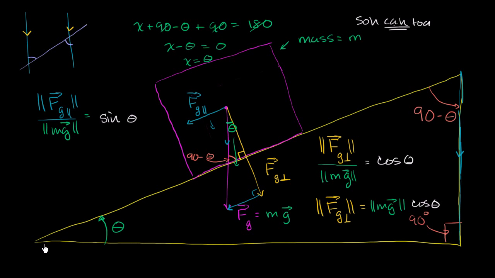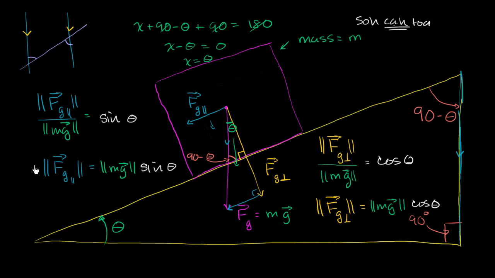Or you multiply both sides times the magnitude of the force due to gravity, and you get the component of the force due to gravity that is parallel to the ramp is going to be the total force due to gravity times sine of theta. So hopefully you see where this came from, because if you ever have to derive this again when you're 30 years after you took calculus or physics class, you should be able to do it.